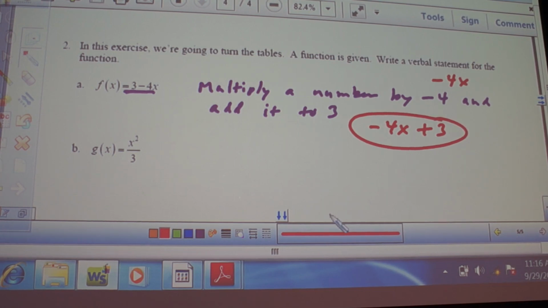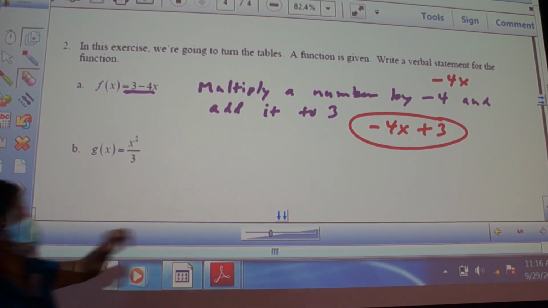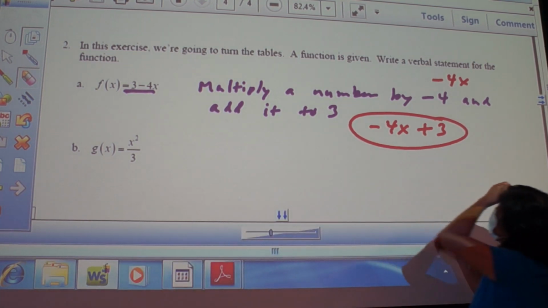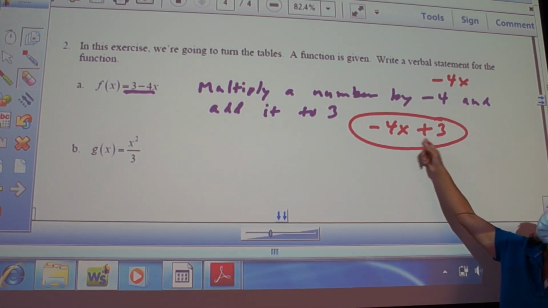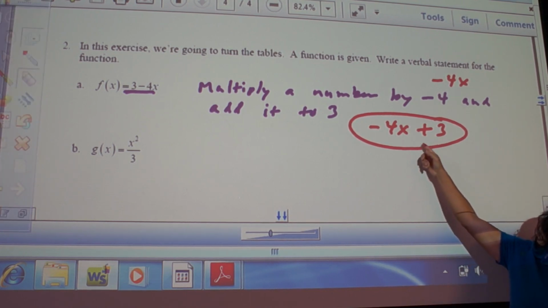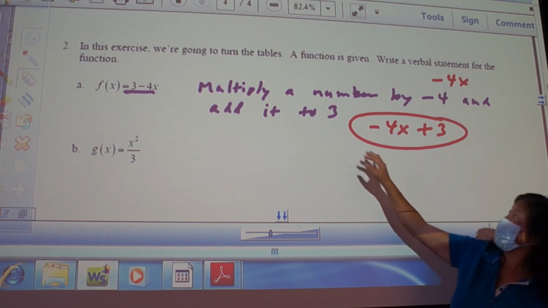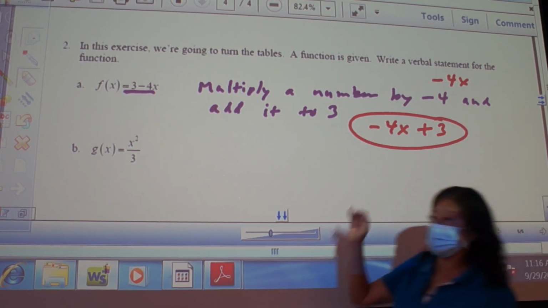You're saying I'm multiplying it by 3? If I was multiplying it by 3... No, I don't know how the subtraction gets to addition. It's not subtraction. Okay, so this is multiplying by -4 and adding to 3, would you agree with that? Yeah. Okay, so I can move these around if I wanted to.